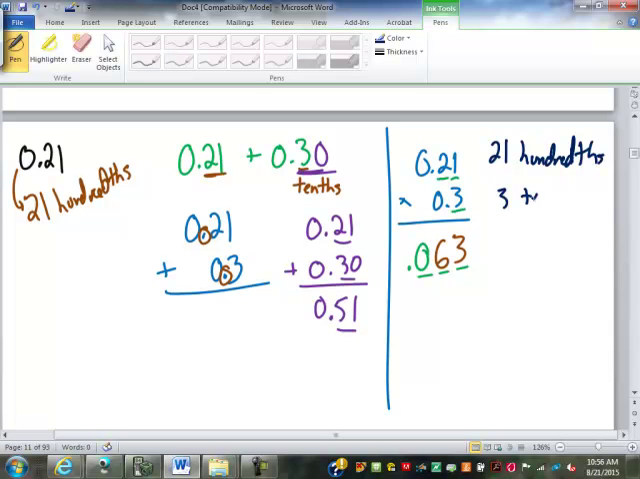This is 3 tenths. When we multiply, we do combine the counts. 21 times 3 is 63. But we also combine the names. Hundredths times tenths is thousandths. When we're counting up those decimal places and making sure we get that many decimal places in the answer, all we are doing is making sure that we also combine the names.